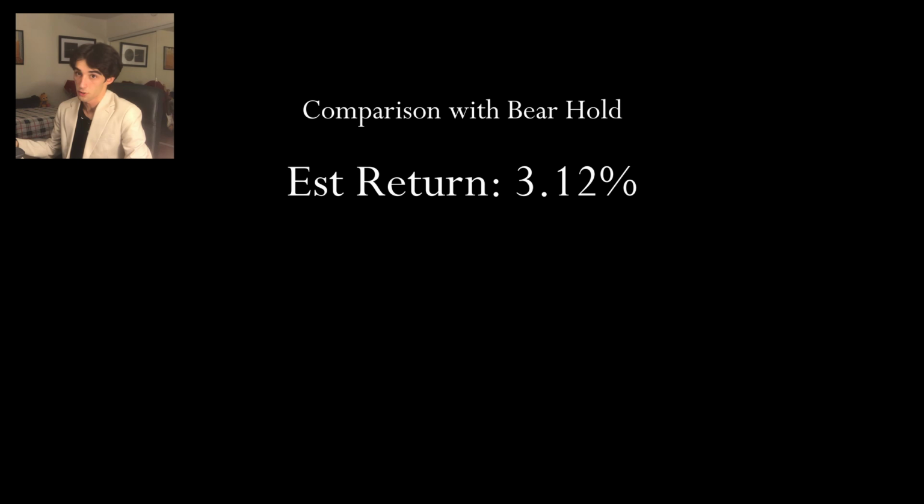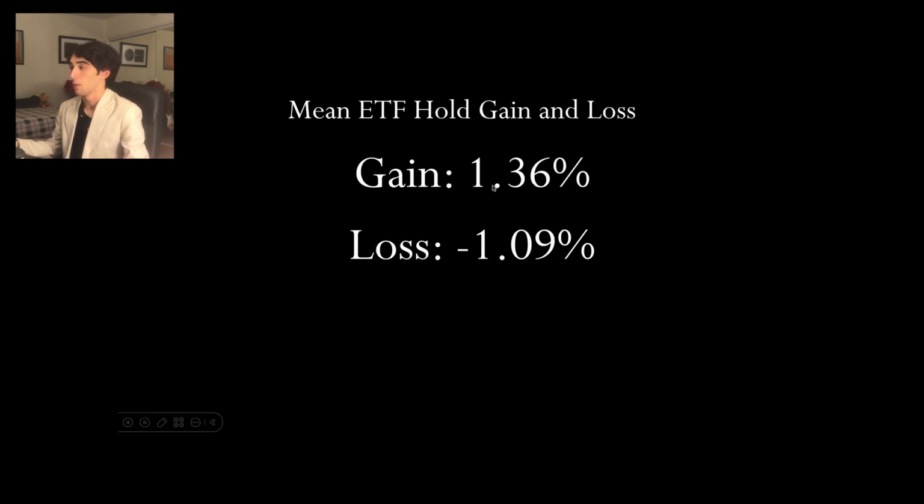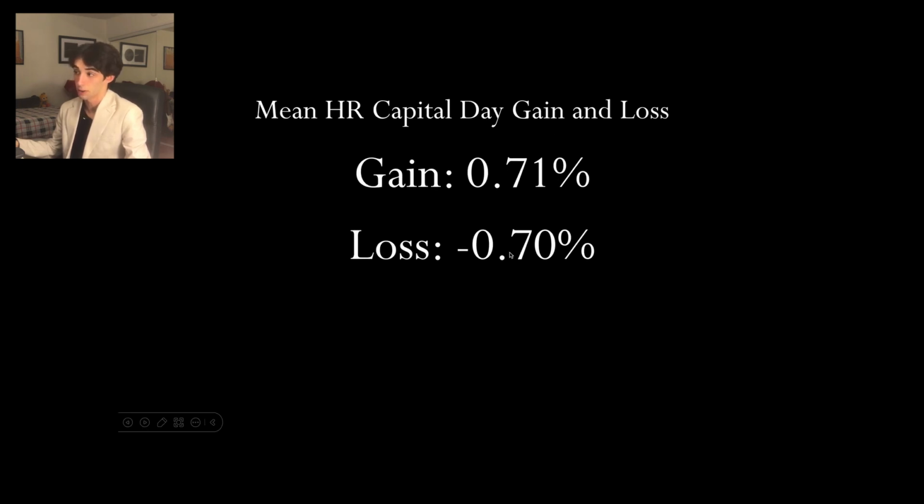That's why I use them only for a short amount of time, ranging from minutes to a couple of days, not very long. And so here we can see we outperformed the bear hold, which is what someone would normally have just held, 184%, so more than that. The mean ETF, accounting for the diversification, would be 1.36, and the losses would be negative 109. And ours are actually 0.71, negative 0.7.